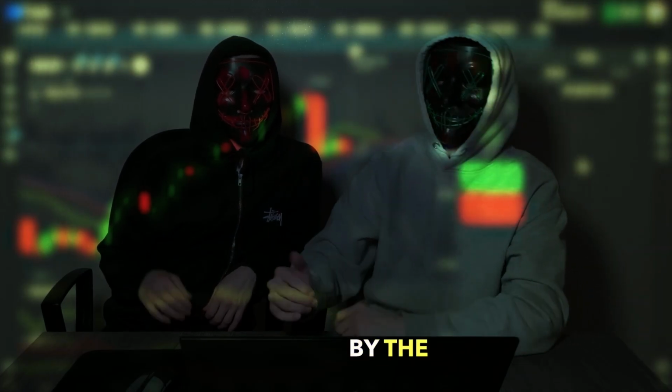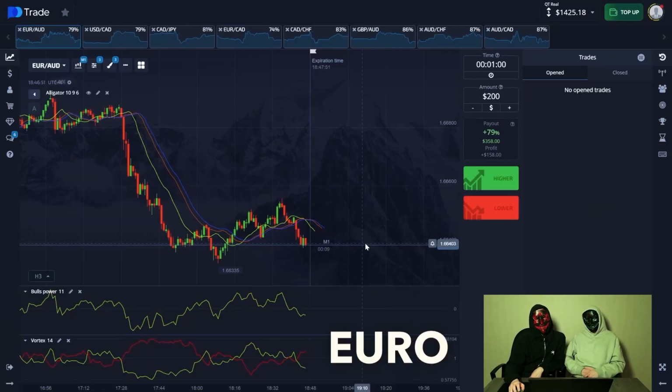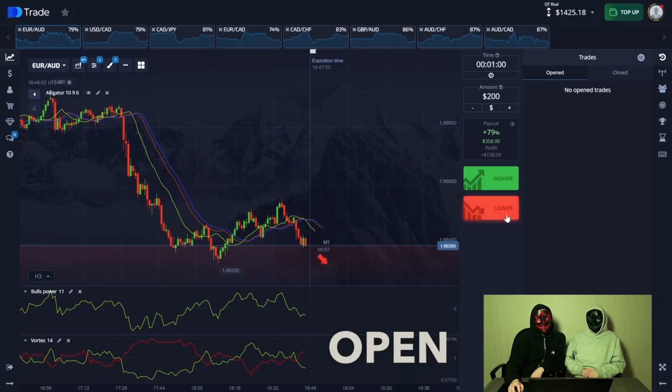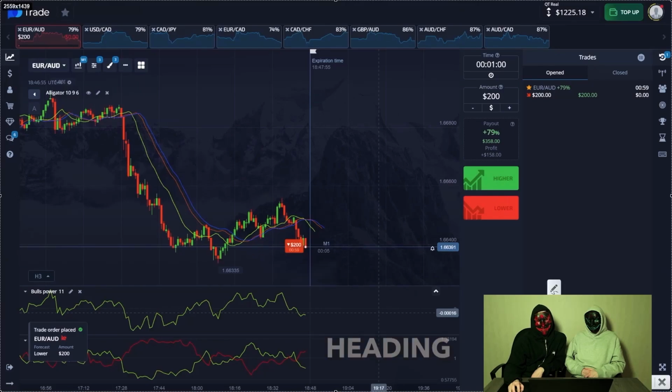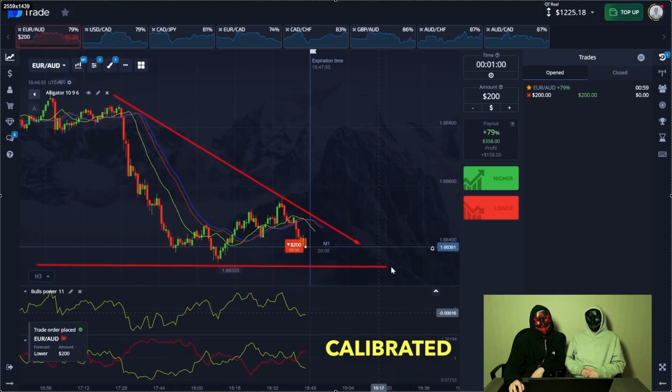It'll be launched by the red currency pair, the euro, the Australian dollar, and we'll open according to the trend, friends. Here the situation is declining, it's globally heading down. We're opening downwards, friends, meaning we have a strong downtrend calibrated.